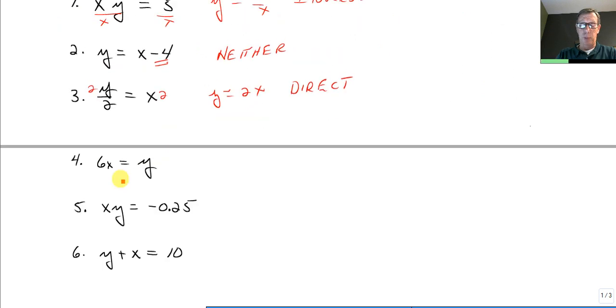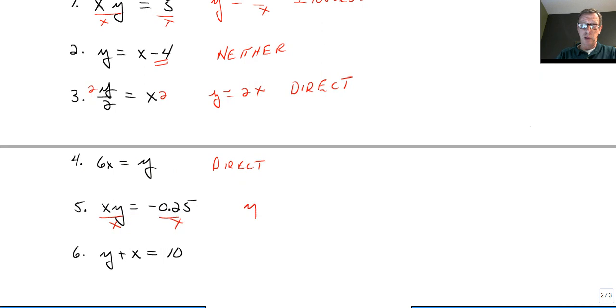Looking at the next example, x and y are already on opposite sides, and both are numerators. There's nothing added to the x side or the y side, so this would be a direct variation. And the next one, x and y are on the same side. So let's get the x to the other side of the equal to sign by dividing both sides by x. That's going to give me this equation. Y is equal to a negative 0.25 all over x, and notice that I have a numerator and a denominator. Nothing's added or subtracted. This would be inverse.